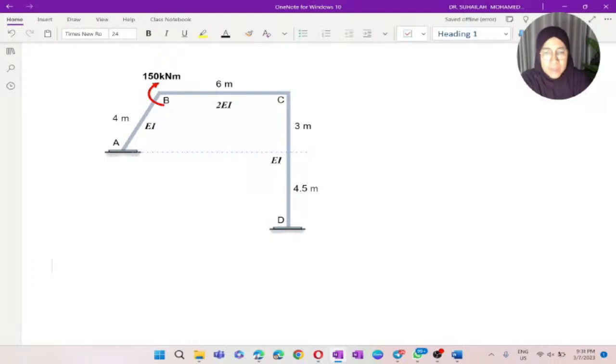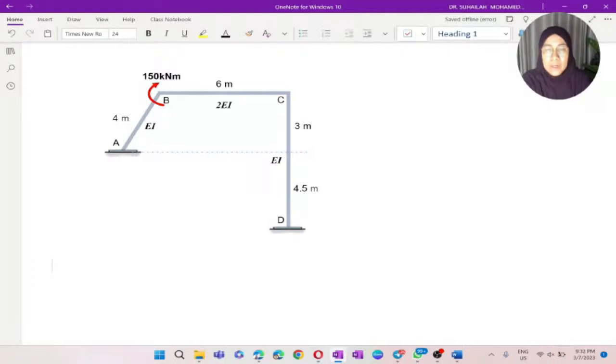This is part 2, analysis of frame: one inclined member, one inclined column. So this is a Sidesway frame. In my previous video, I discussed the first part of the analysis, where we analyzed the properly restrained frame, which means that we calculate FEM due to external loading only.